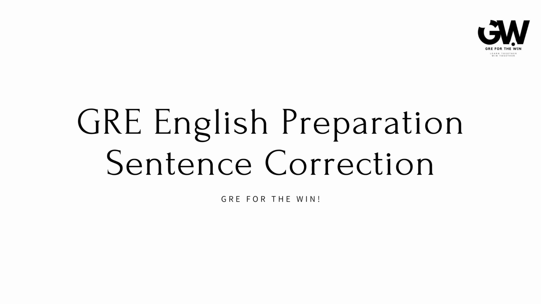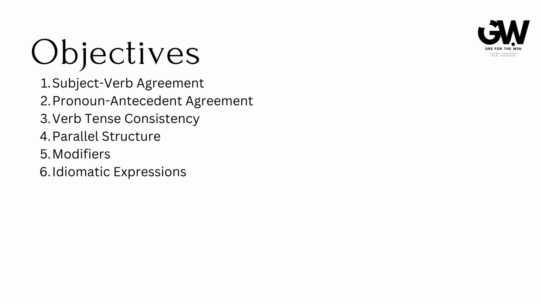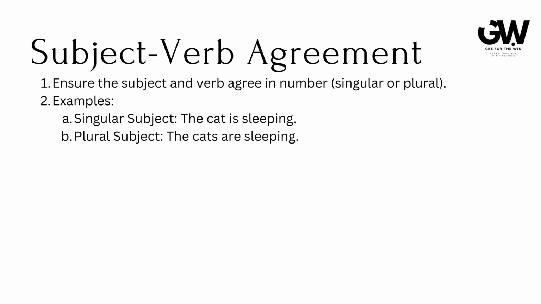In this video, we will work on English grammar materials, focusing on sentence correction. Sentence correction involves error detection in a given sentence. This task has 6 key objectives: subject-verb agreement, pronoun antecedent agreement, verb tense consistency, parallel structure, modifiers, and idiomatic expressions. The first task is subject-verb agreement.